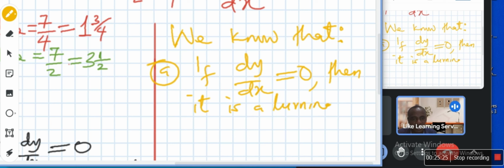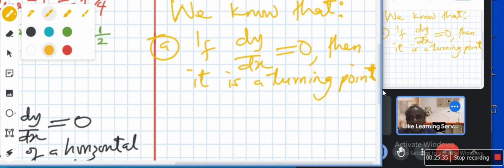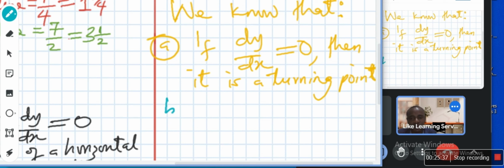Read what I wrote in yellow now. We know that if dy over dx is equal to 0, then it is a turning point. Alright, it's a turning point. Now, we need to know whether the turning point is a peak or a trough. So let me write another one.